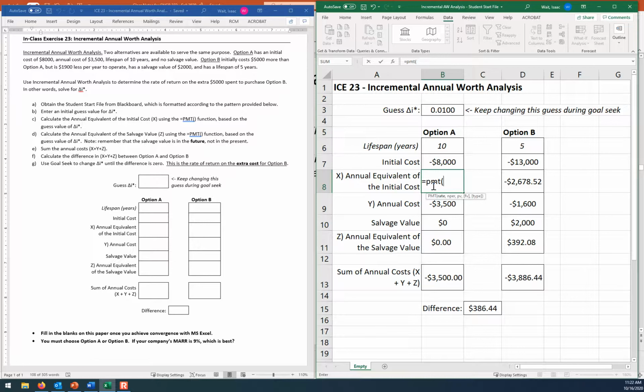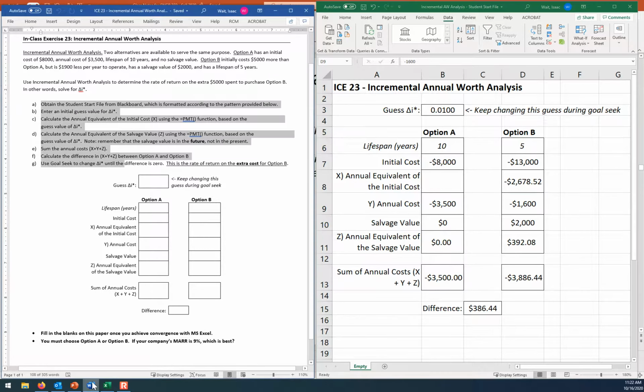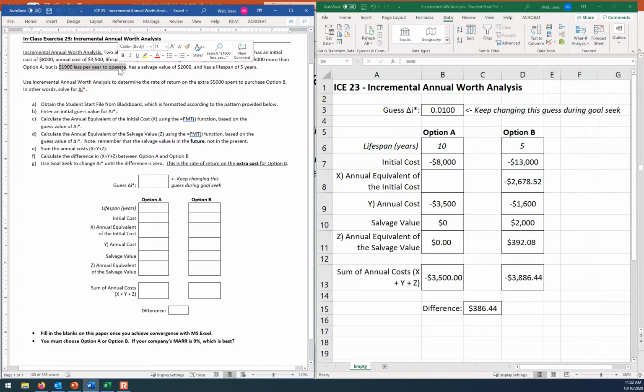Harry asks for option B, why isn't the annual cost $1,900? Yes, but let's see. You're talking about here? Let's refresh our memory. What did it say? $1,900 less per year to operate. So it's the annual cost of A is $3,500 and option B is $1,900 less than that. That's all right. Happens to the best of us.